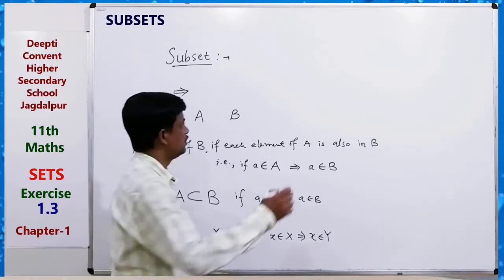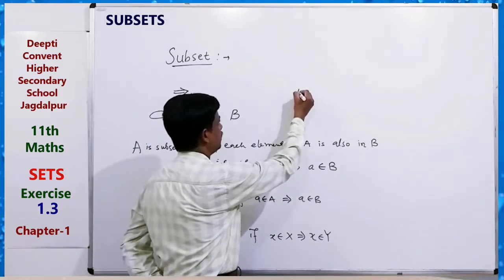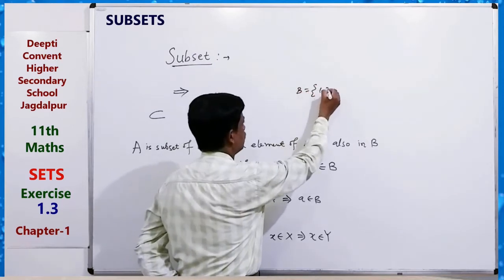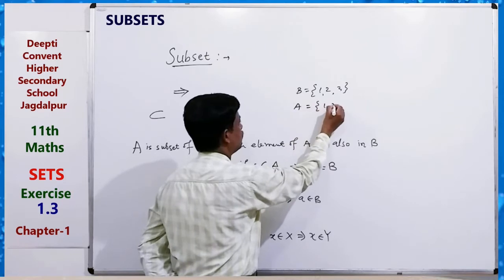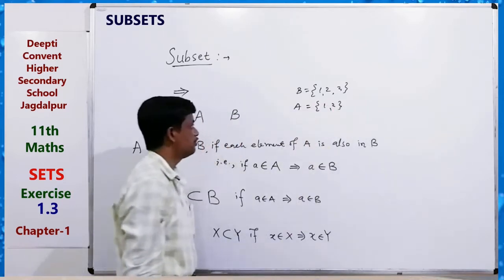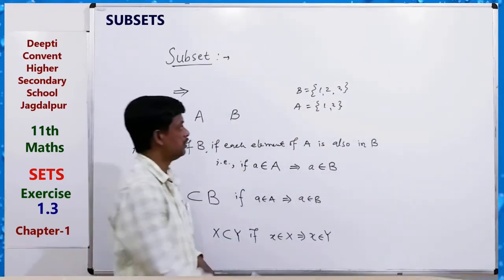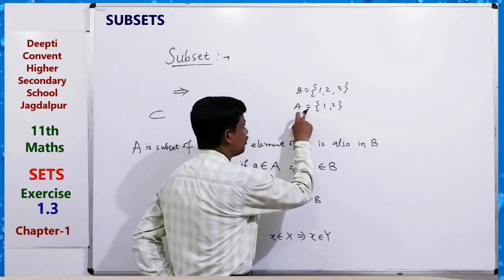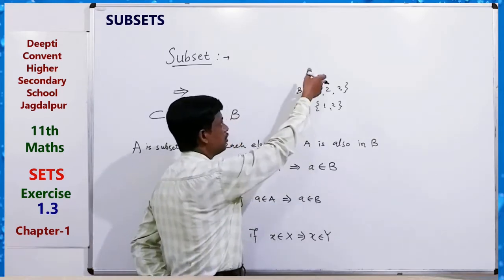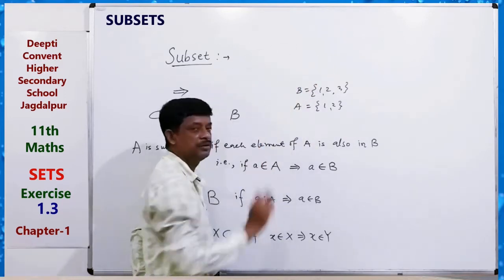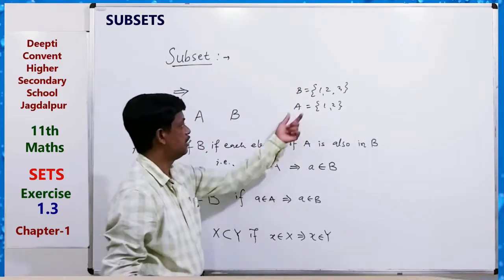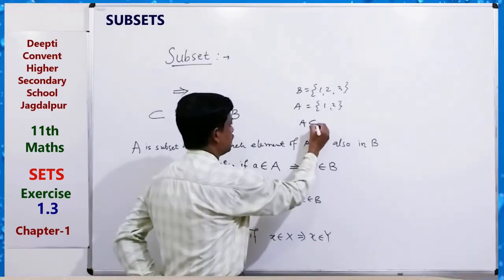For example, suppose we are having a set B = {1, 2, 3} and making a set A = {1, 2}. Then from here it is clear that each element of A is an element of B. 1, 2 both are elements of A, so 1, 2 are also elements of B. So we can write A subset B.